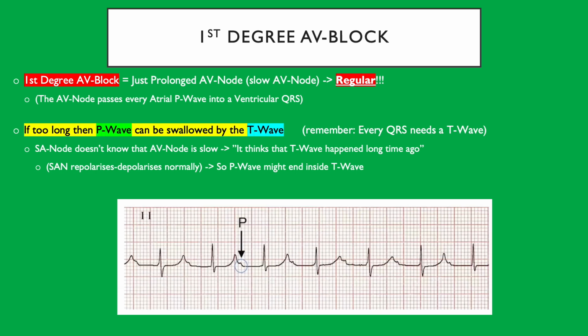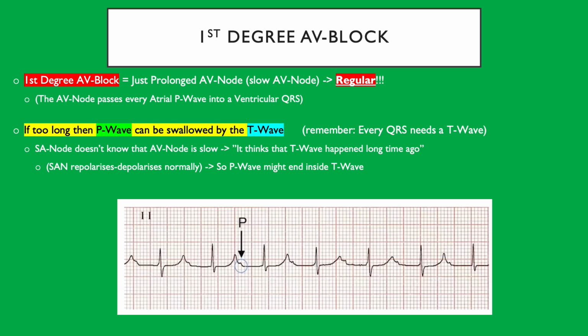If it's too slow, the P wave might end up inside the T, okay? So keep in mind that if the PR interval is too prolonged, the T wave is repolarizing, but the SA node doesn't know that, oh my God, I have to wait for the T wave to stop. It just depolarizes. So you have your P wave. The SA node will not wait for the T wave to finish, then give you the P. It's giving the P while the T wave is happening.